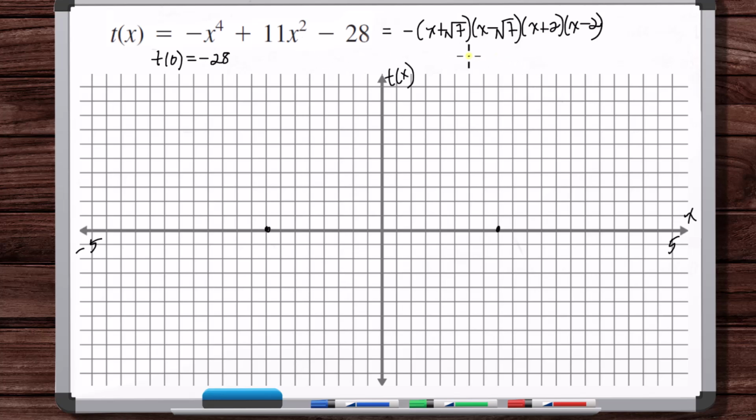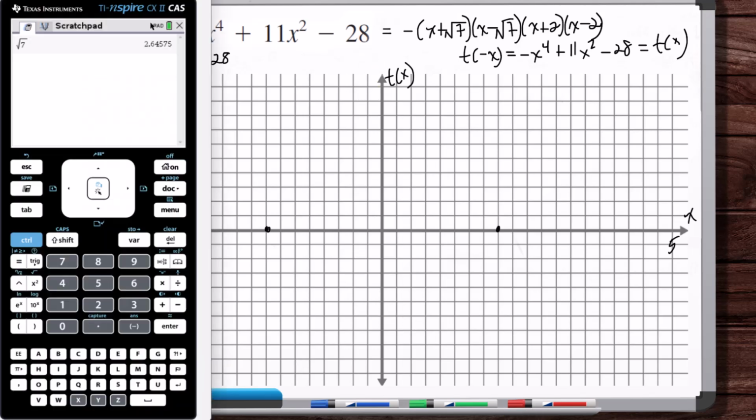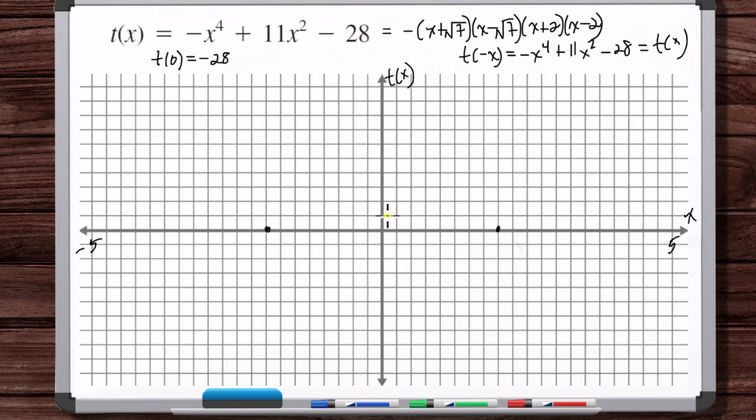even function. So t of minus x is minus x to the 4th plus 11x squared minus 28, which is equal to t of x. So this is an even function. So, okay, that means that it's symmetric about the y-axis. So, all right, root 7 is 2.65.